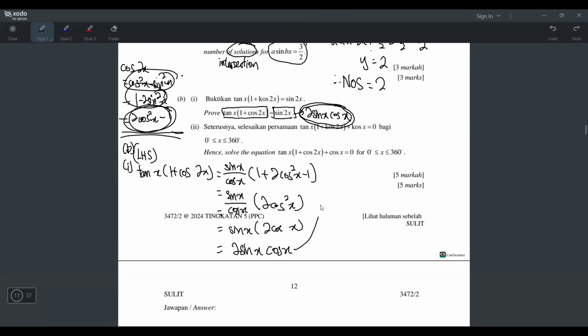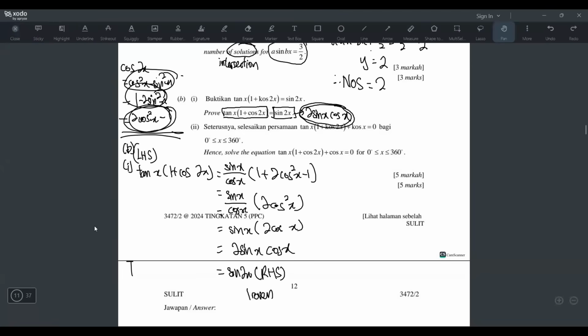And this is the same with the right hand side already. Okay, but you still have to write one more line equals to sine 2x. So now this is the right hand side, and it's done, proven. Okay, proven. So this is how you do it. So now you understand, right?